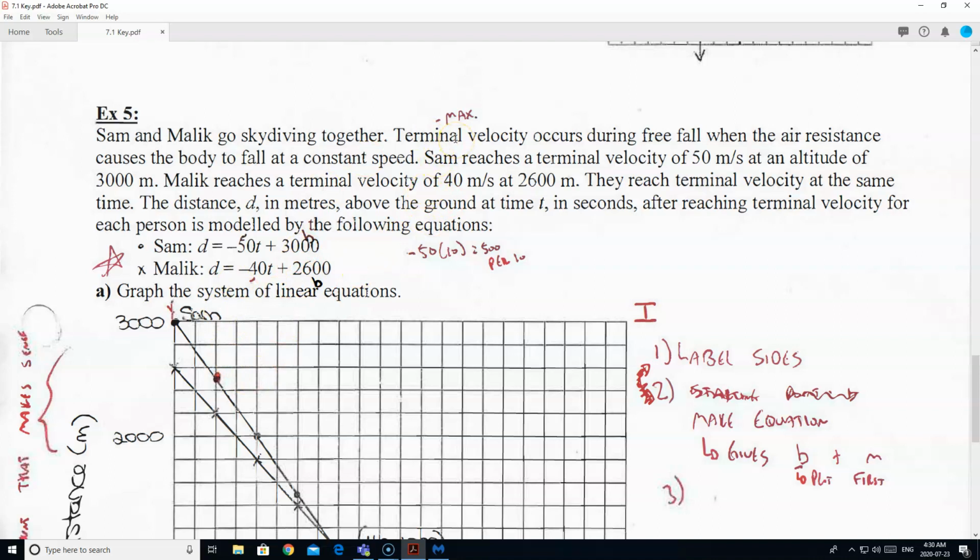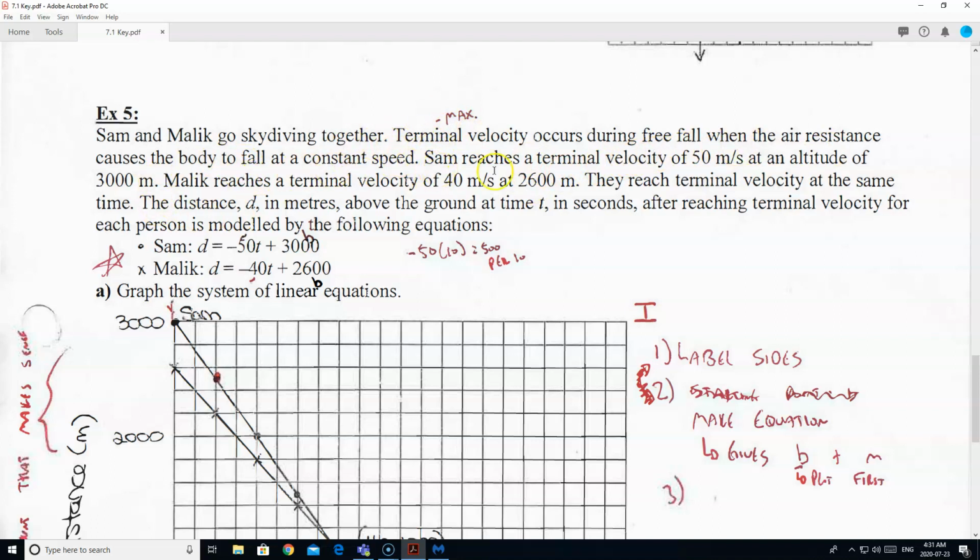At a certain point, you're going to go faster and faster, but at a certain point you reach the maximum speed. And that's known as your terminal velocity. You don't keep going faster to infinity, right? So at some point, due to air resistance and drag, your velocity is not going to be increasing anymore, but you're still going to be falling down fast. Anyways, back to the question. Terminal velocity occurs during free fall when the air resistance causes the body to fall at constant speed.